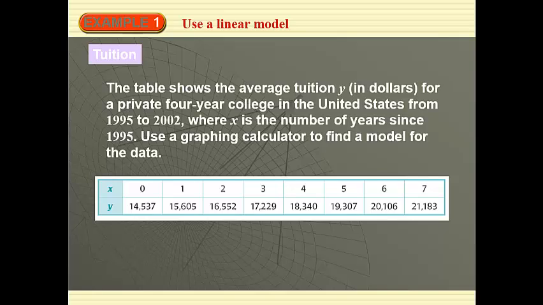Now, example number 1, use a linear model. Tuition example: the table shows the average tuition y in dollars for a private 4-year college in the United States from 1995 to 2002, where x is the number of years since 1995. Use a graphing calculator to find a model for the data. So we have x values and y values as shown in the example, from 0 to 7 and from 14,000 to 21,000.